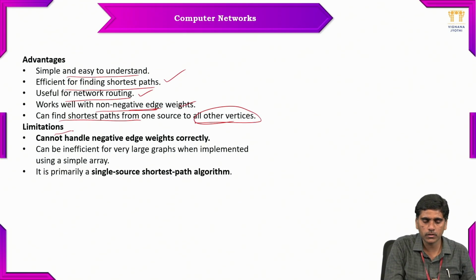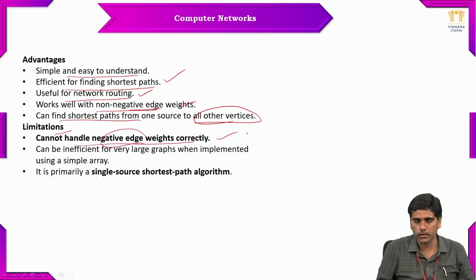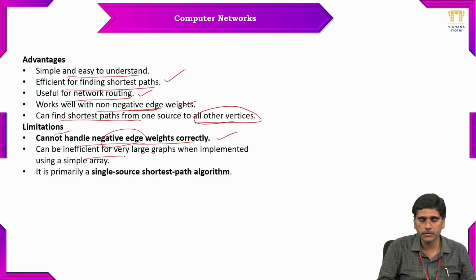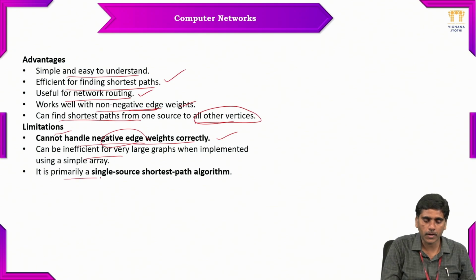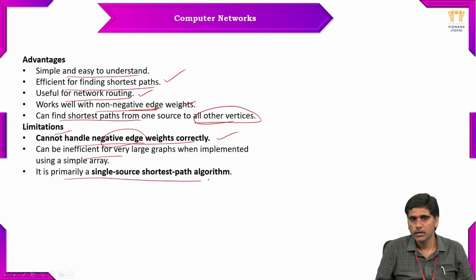And the limitations are what? It cannot handle negative edge weights correctly. The negative edge weights are not properly calculated. And it can be inefficient for very large graphs. If you have very large graphs with many edges, it is very inefficient for finding shortest paths from an implementation point of view. And it is primarily a single source shortest path algorithm.